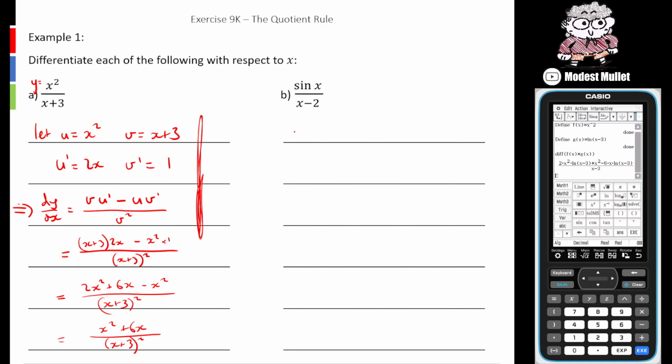Same thing for example 2. Let's let u equal sine x and v equal x minus 2. So u dash is cos x and v dash is 1. Let me just double check that that's not negative cos. What does the sine graph look like? It starts at 0 and goes like that, so it goes positive first. Yes, that's right.